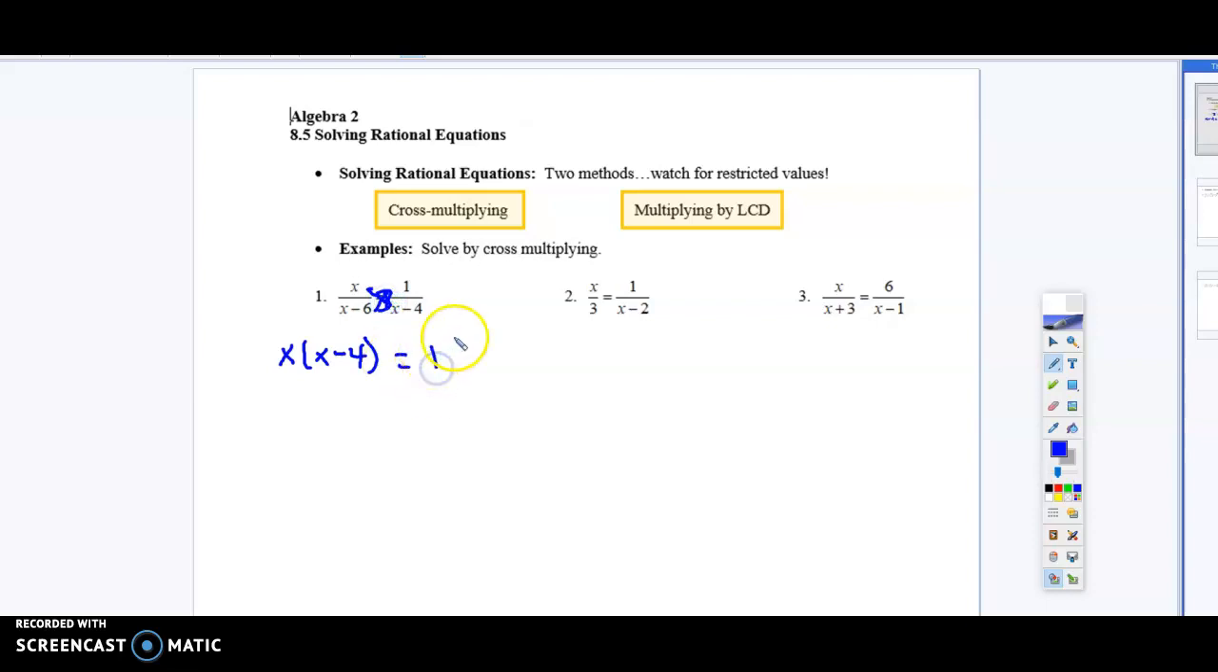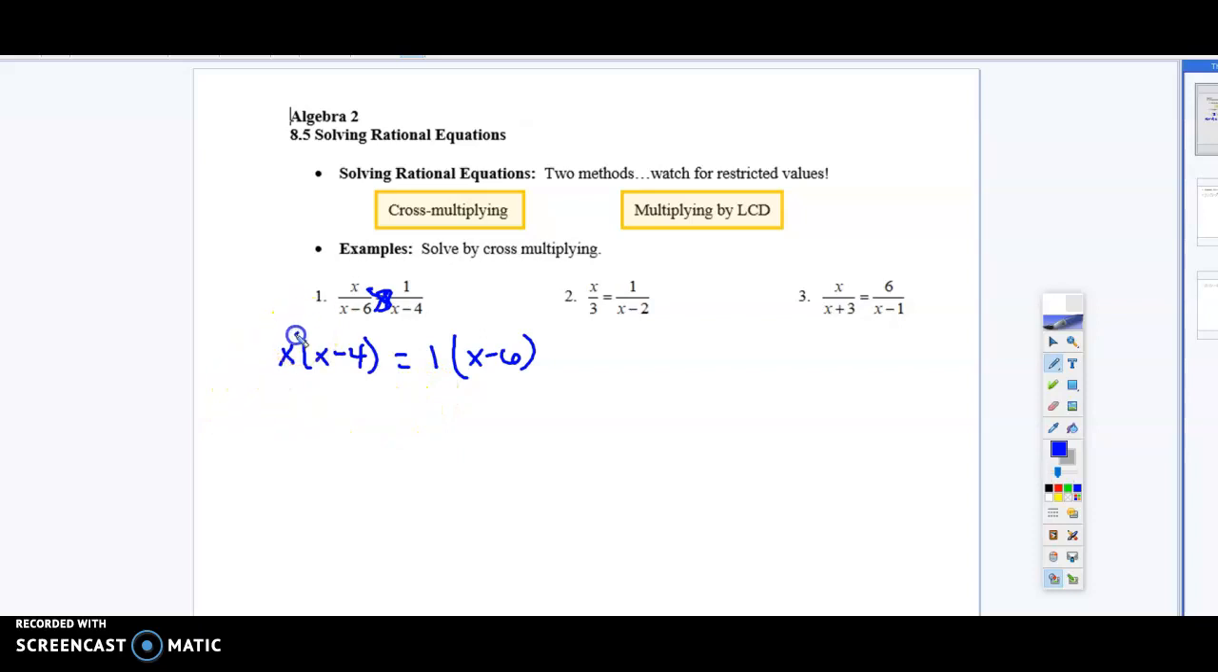So 1 times x minus 6. Okay? So that's your first step. You're going to cross multiply. Now you're actually going to multiply everything out and then solve. Okay, so what I mean by solve is isolate x by itself.